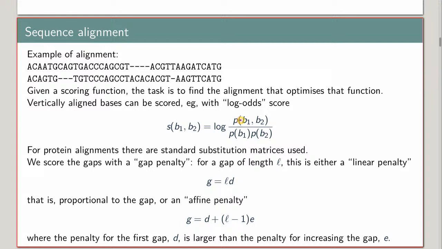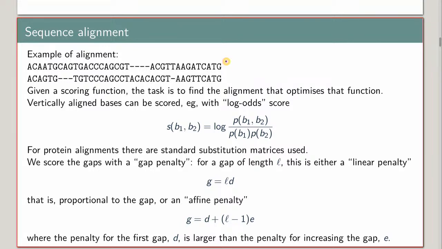So the ratio is the likelihood ratio, the probability ratio, or the odds, and the log of it is the log odds. This is a reasonable score to use, and this can be done additively across all pairs of nucleotides to give you a total score. And that's a reasonable thing to optimize.